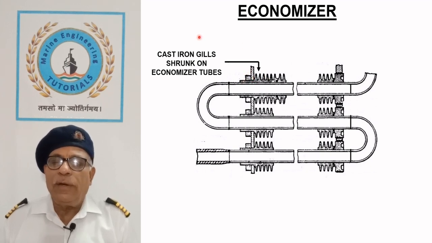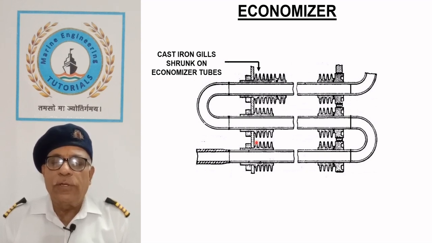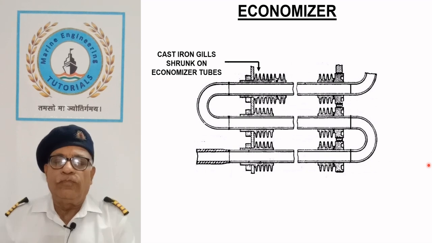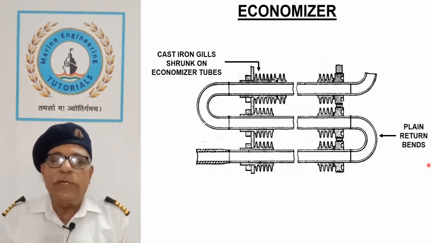The economizer consists of a number of plain tubes on which cast iron gills are shrunk on. The gills protect the inner tubes from cold and corrosion, which occurs due to condensation of sulfurous acid in the exhaust gases when their temperature drops below 170 degrees Celsius.